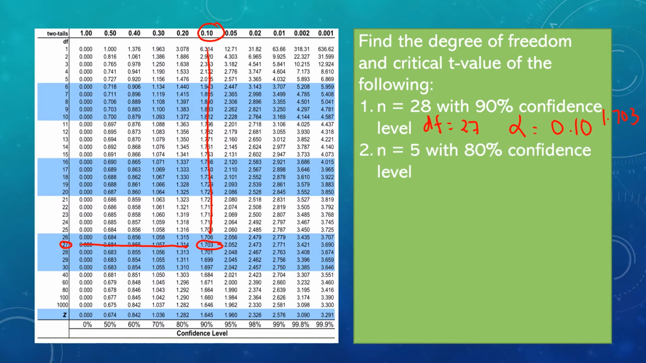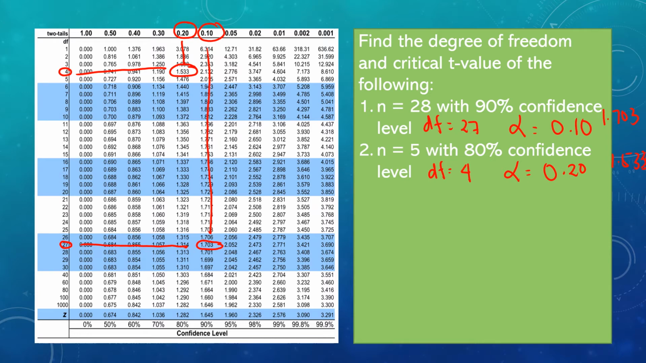Now, for number 2, n is equal to 5 with 80% confidence level. To find the df, you will just simply subtract 1 from n. So your n is 5 minus 1. Therefore, your degrees of freedom is equal to 4. Now, to find the value of alpha, you will just simply subtract the confidence level from 100%. So 100% minus 80%, the answer is 20%. Let's convert 20% into decimal. It will be 0.20. Now, let's look at the value of t in the t-distribution table. We're going to use df 4 and your alpha, which is 0.20. Combining that, you will be able to see that the critical t-value is 1.533.